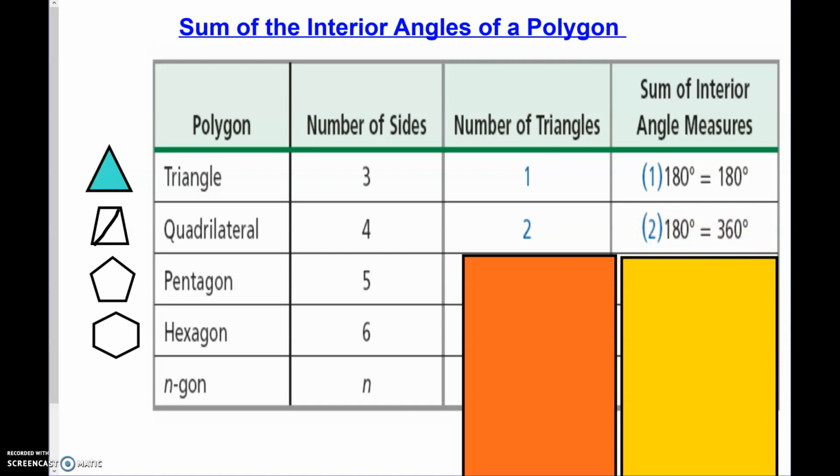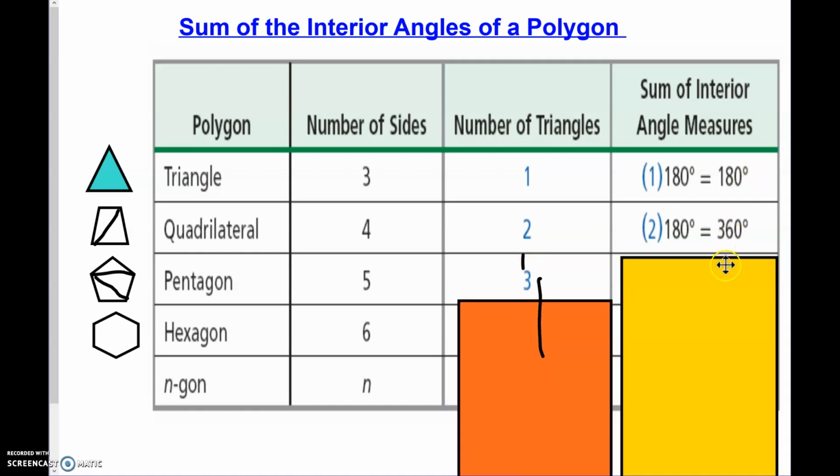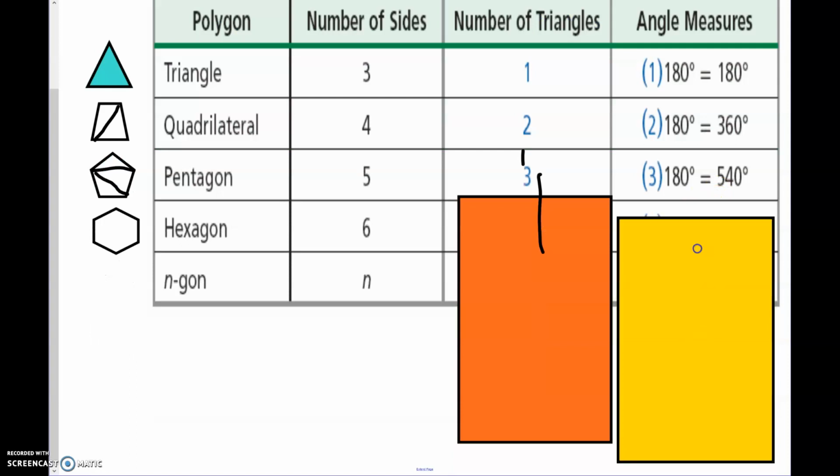All right, so now if we go to the pentagon, and if we draw this diagonal and this diagonal, we now have 1, 2, 3 triangles. So now we have 3 triangles. So what is the sum of all of these angles for a pentagon? And so you can see the pattern, 1 times 180, 2 times 180. This one's going to be 3 times 180. And then if we go down, it's going to be 4 times 180.